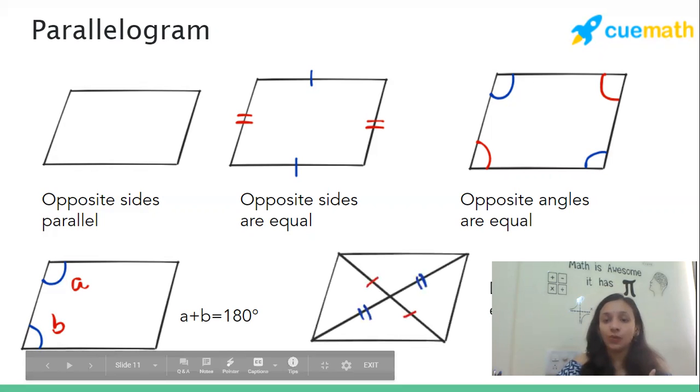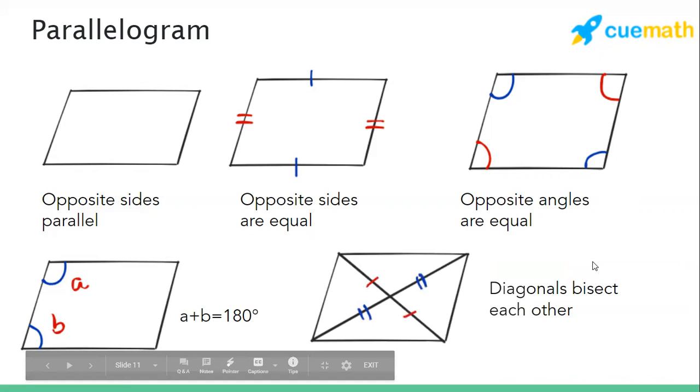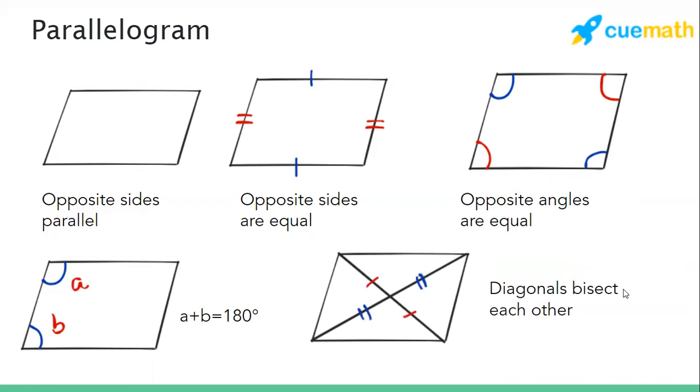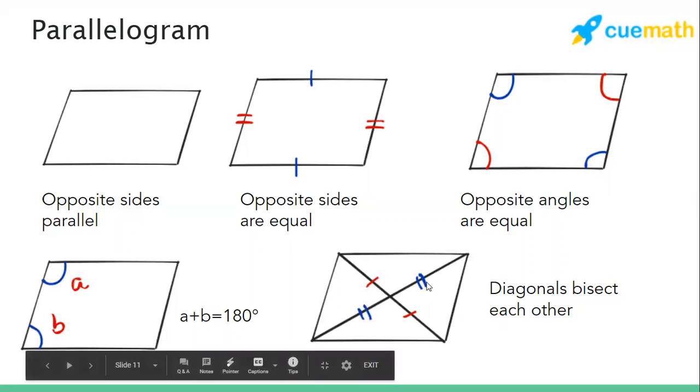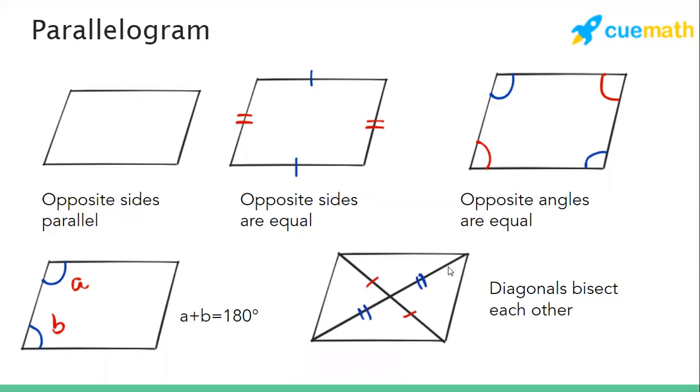And finally, what we have is diagonals bisecting each other. Now, what do we mean by diagonals bisecting each other? As you would be able to see, I have blue ticked two parts. Those two parts are equal halves. We know what a diagonal is. So whenever in a parallelogram, two diagonals intersect each other, they divide each other into two equal halves. They become equal halves. So these are all some major properties of a parallelogram, which is unique in itself. Okay, this is uniquely present in a parallelogram. Opposite sides parallel, opposite sides equal, opposite angles equal, adjacent angles add up to 180, and then finally diagonals bisecting each other.